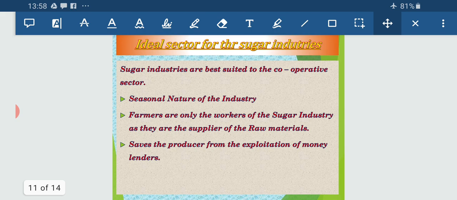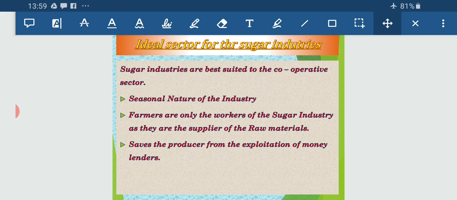Now the ideal sector for the sugar industry. As it does not have work year round, for this reason the sugar industry is best suited to the cooperative sector. Cooperative sector means a group of people who are the main producers of the sugarcane crops, and they are the suppliers of the raw material to the sugar industry. So that is why it is best suited as a cooperative sector due to its seasonal nature.